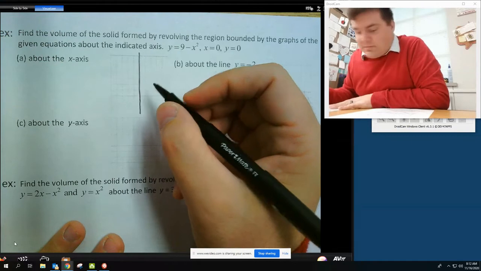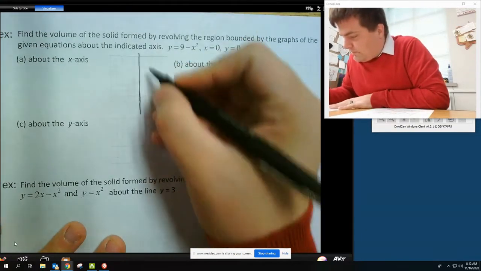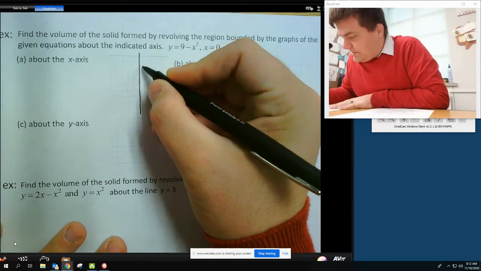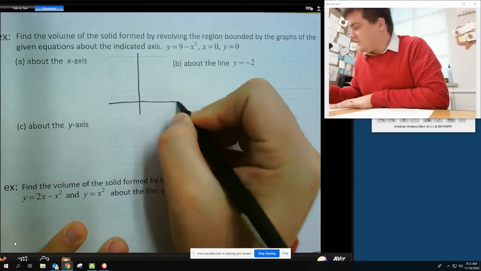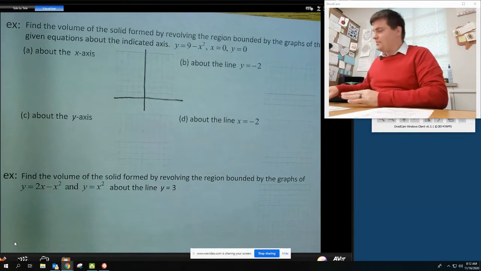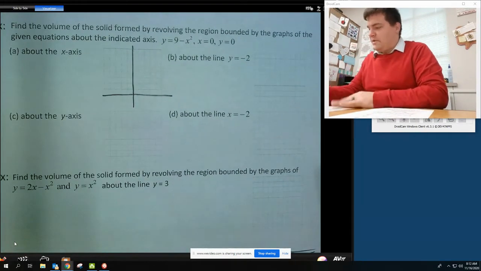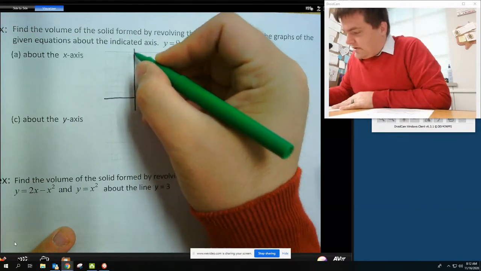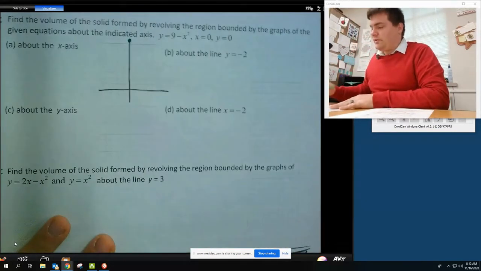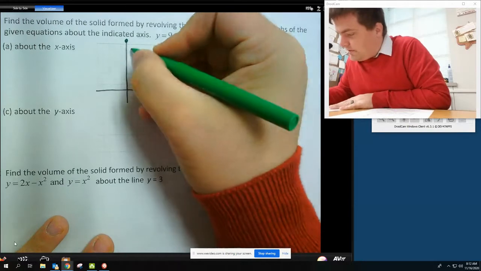I'm just trying to make sure I have enough. 1, 2, 3, 4, 5, 6, 7, 8, 9. There we go. So I'll draw the axis like this. So this is going to be the function up here. 9 minus x squared is going to go up 1, 2, 3, 4, 5, 6, 7, 8, 9. It's a little off the page. Oh well, or off the graph, rather.